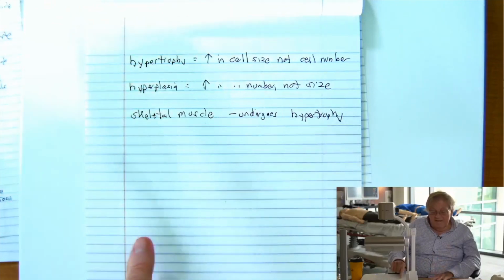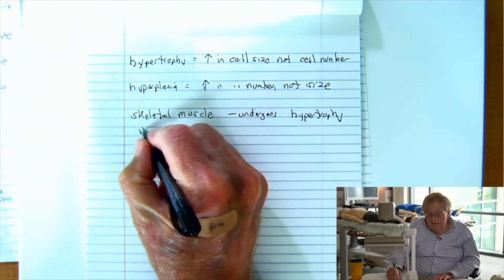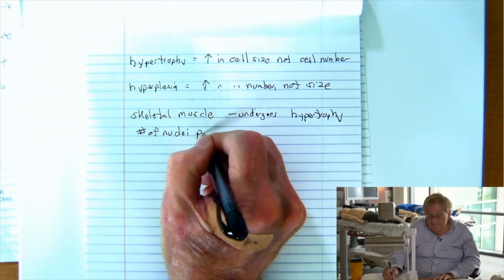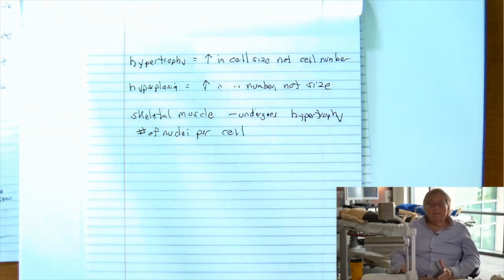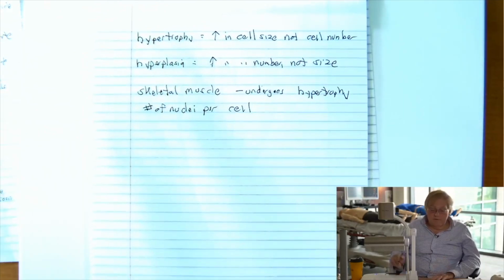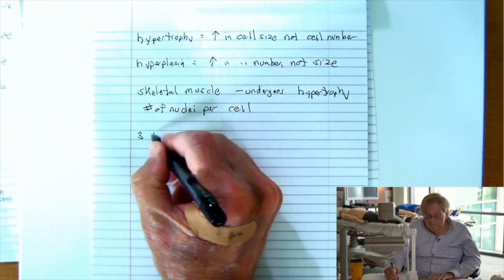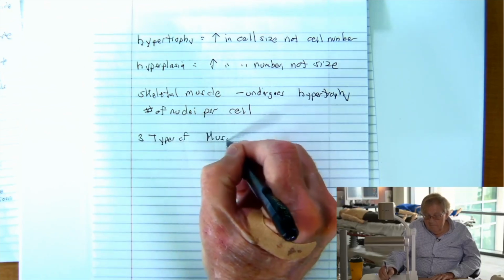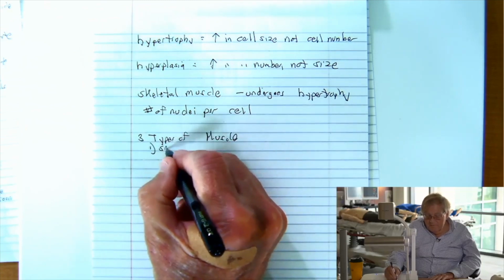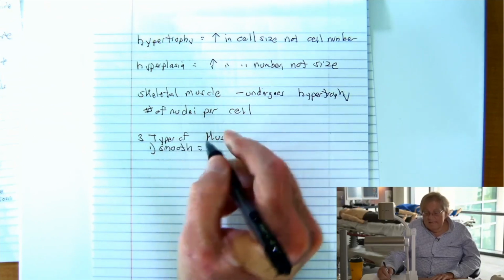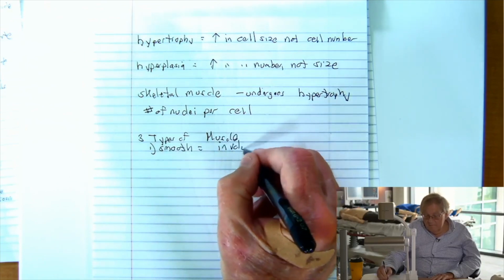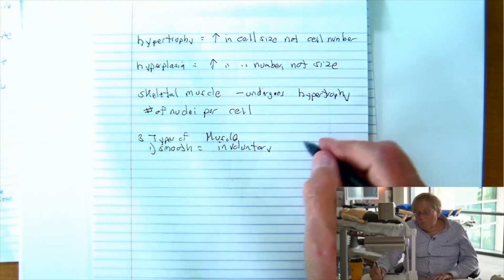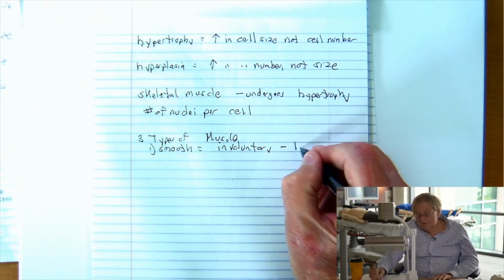So if you said to me, number of nuclei per cell. Well, we know there's 3 types of muscle, right? We know that the 3 types of muscle, the first type is smooth or involuntary. Smooth or involuntary has only got one nucleus per cell.